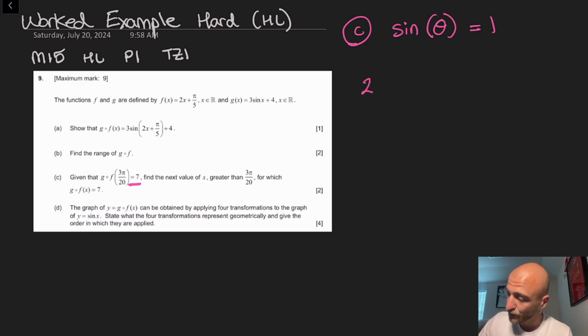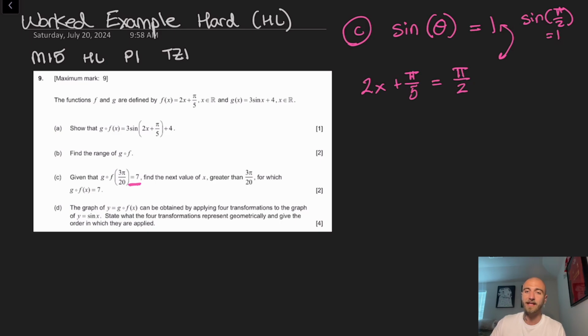That means that 2x plus pi over 5, the inside of the sine curve, has to be equal to pi over 2. Pi over 2, because pi over 2, remember, is 90 degrees. So we're going to use our fundamental understanding of trig to know that sine of 90 degrees, or the sine of pi over 2, is equal to 1. That's the angle with which sine is maximized.